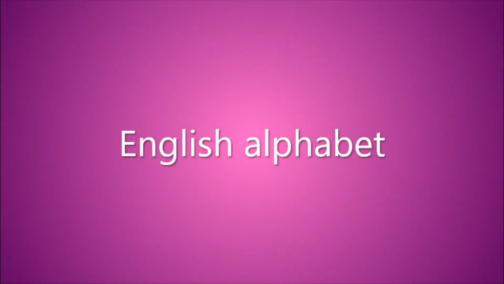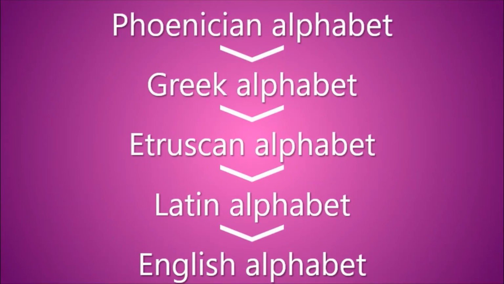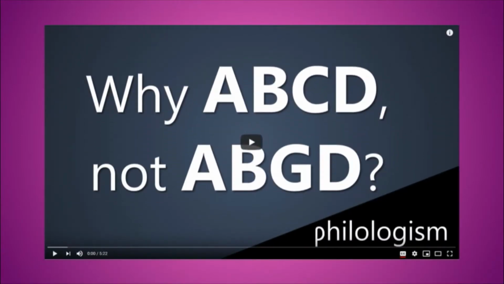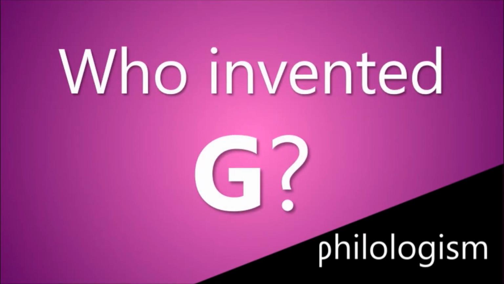The ancestor of the English alphabet is the Phoenician alphabet, and as we discovered in last week's video, the Phoenician letter with a G sound became the English letter C. So where did G, the Latin letter with the sound G, come from? Find out in this video.